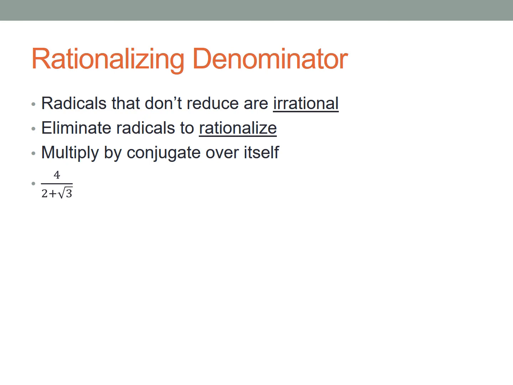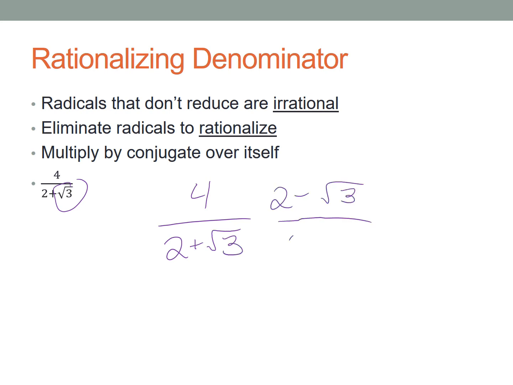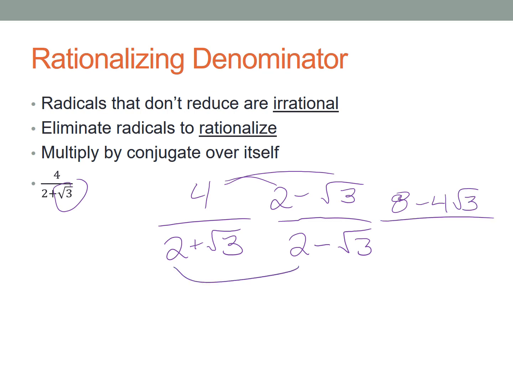We call this rationalizing the denominator because if you can't reduce a radical, it's an irrational number, like this guy right here. So we want to rationalize it by getting rid of it, which means we're going to multiply the whole fraction by the conjugate over itself. Just like when we did the complex numbers, the conjugate comes from changing the sign of the weird part, the radical in this case, and then we distribute. And you have to distribute down here too.